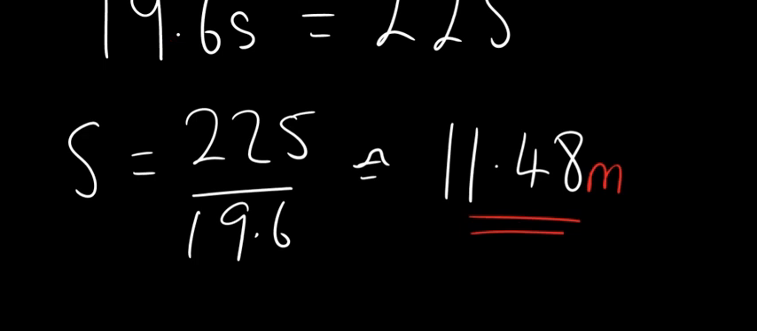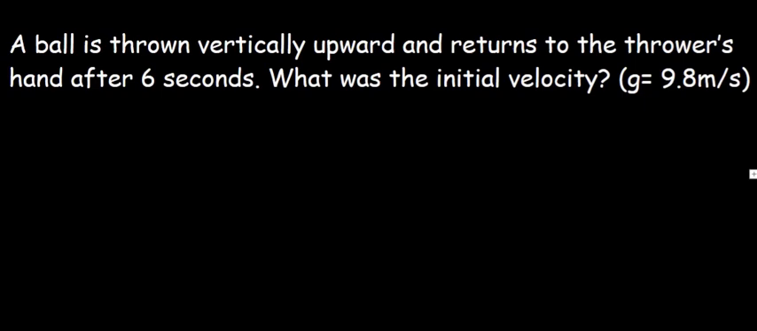Because this is distance. Okay, take note of that. So let's take the next one. This question says, a ball is thrown vertically upward and returns to the thrower's hand after 6 seconds. What was the initial velocity? So the ball now returned back after 6 seconds.